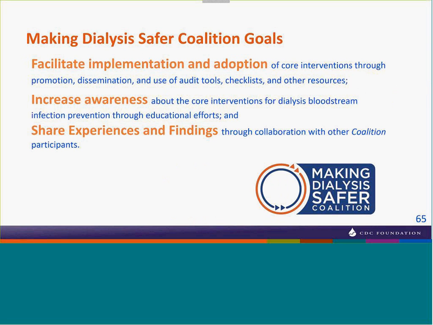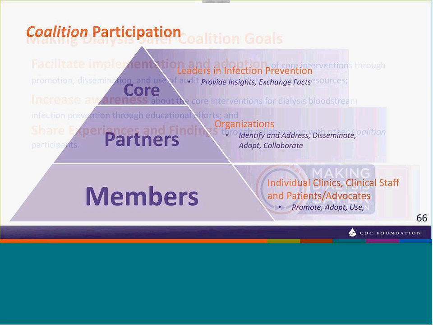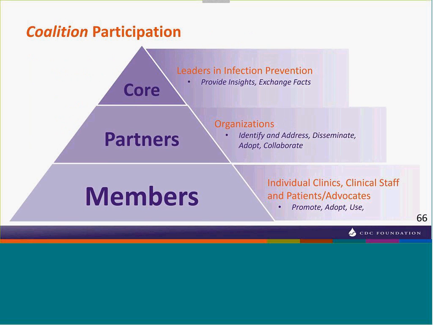So the goals are to facilitate implementation and adoption of the core interventions, to increase awareness about the core interventions, but also, I think more importantly, to have the opportunity to share experiences and findings through collaboration with other coalition participants. So we really want it to be all about talking about infection prevention in the dialysis centers. So who are the participants? There's a group of core leaders in infection prevention, and then there are partners that are organizations, and then there are members who are individuals such as yourself. This is just a quick look at some of the coalition partners.